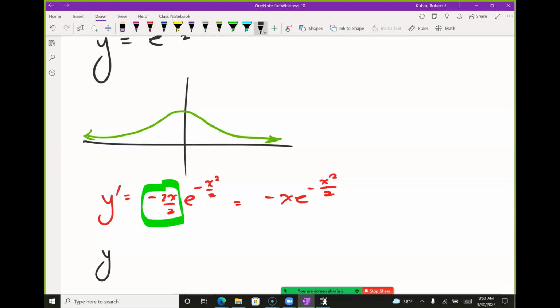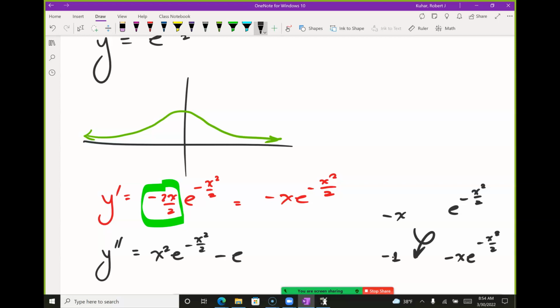Good. y double prime is going to come from a product rule. So I have a negative x, I have a negative 1, I have an e to the minus x squared over 2, and that of course is my first derivative, negative x e to the minus x squared over 2, and product rule. How are we doing there?